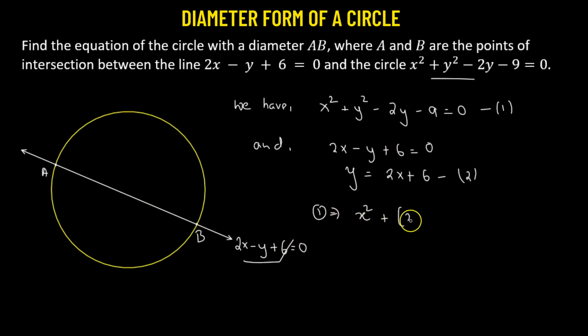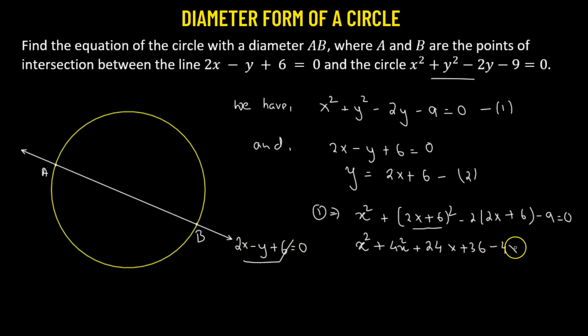So in place of y, we have 2x plus 6. We're going to square it. Minus 2 times 2x plus 6 minus 9 equals 0. So we have x squared plus, let's expand (2x plus 6) squared. That is going to give us 4x squared plus 24x plus 36. Minus 2 times 2x will be negative 4x. 2 times 6 will be negative 12. Minus 9 equals 0.